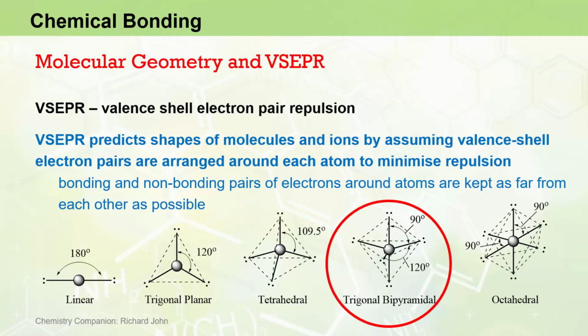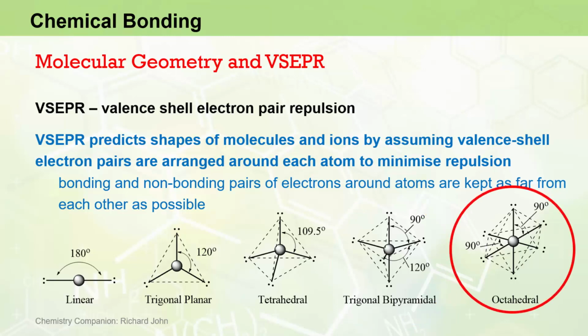When five pairs of electrons surround an atom, three of them are arranged in a trigonal plane, with the angle between each being 120 degrees. The other two pairs of electrons sit above and below the plane at an angle of 90 degrees from the trigonal plane. The resultant shape appears as if two triangular pyramids are attached at the base. The name of this arrangement is trigonal bipyramidal.